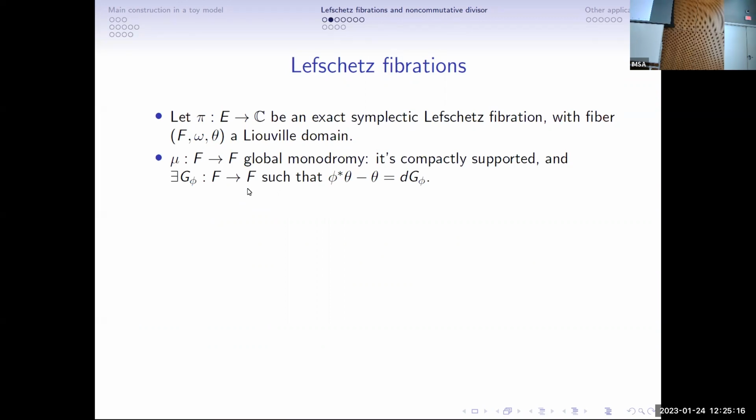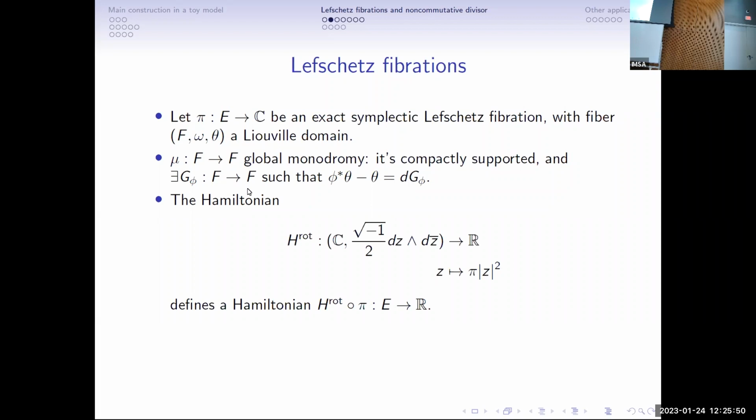So if we take a large circle surrounding the origin in the complex plane C, we can do the parallel transport once along that. That will give us the global monodromy on the fiber Liouville domain F. And in some conventions, if we redefine Lefschetz fibrations in a careful way, this will be a compactly supported exact symplectomorphism. Exact means that if we compare the difference of the pullback of the real one form with the real one form, that will give us the differential of a function, which is also compactly supported. So that's the symplectomorphism we get on the fiber.